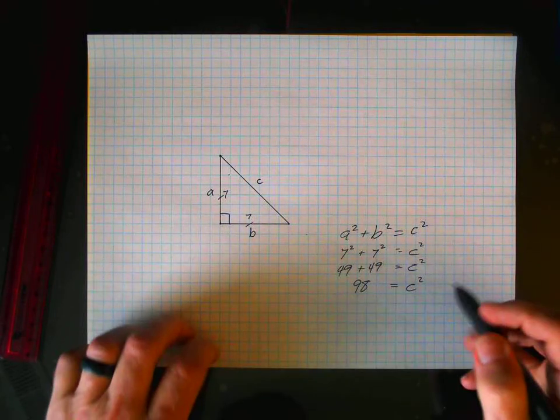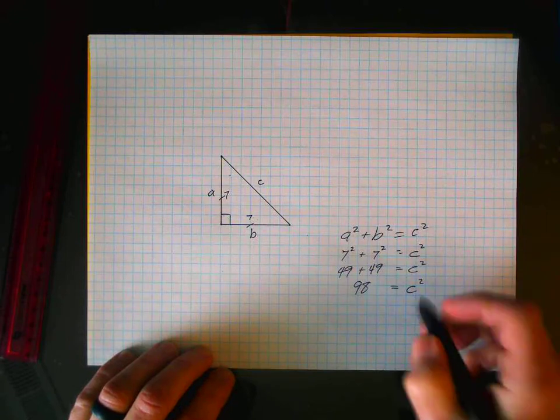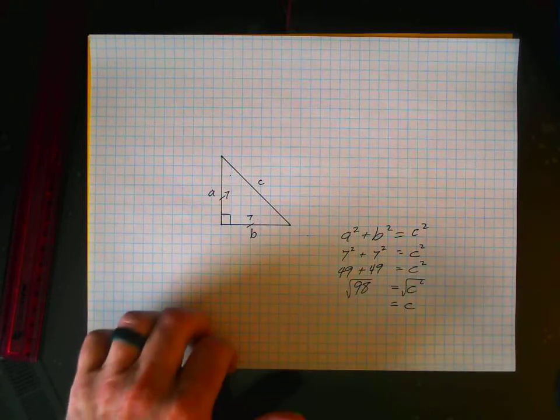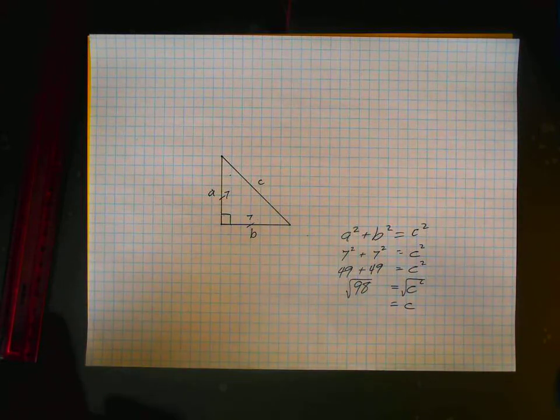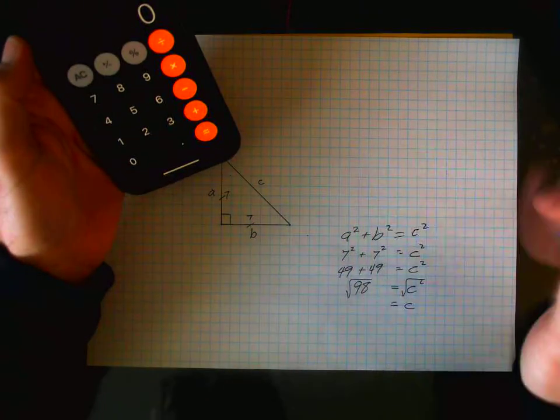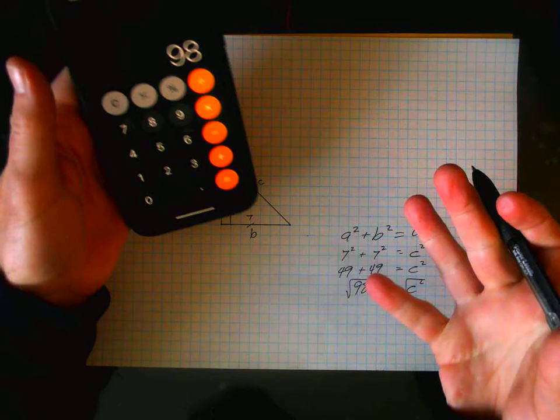98 equals c squared. Well, if I'm going to find c, I find the square root of c squared, which is c, the square root of 98. Now, the square root of 98 is not a perfect square. So what I'm going to use is my calculator. I'm going to put in 98. Where's my square root button?